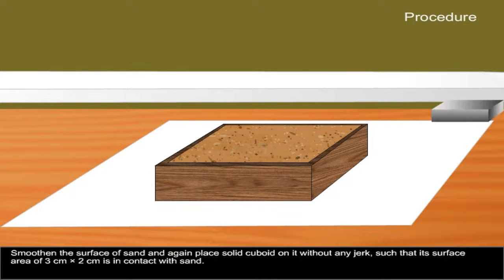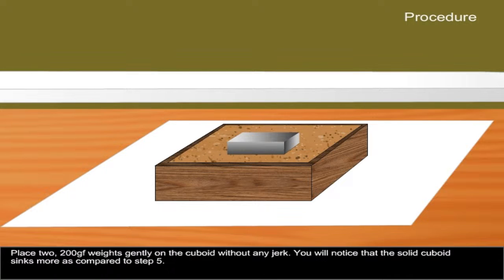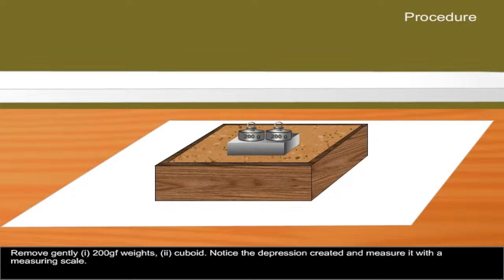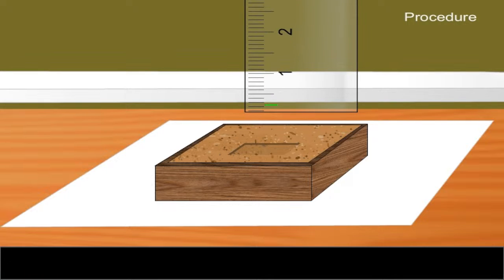Smoothen the surface of the sand and again place the solid cuboid on it without jerk, such that its surface area of 3 cm x 2 cm is in contact with sand. Place 200 gram force weights gently on the cuboid without any jerk. You will notice that the solid cuboid sinks more as compared to step 5. Remove gently 1. the 200 gram force weights, 2. the cuboid. Notice the depression created and measure it with the measuring scale.